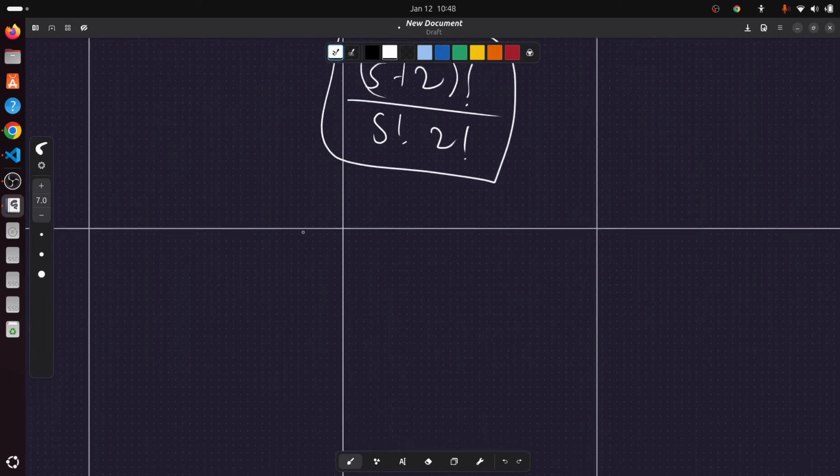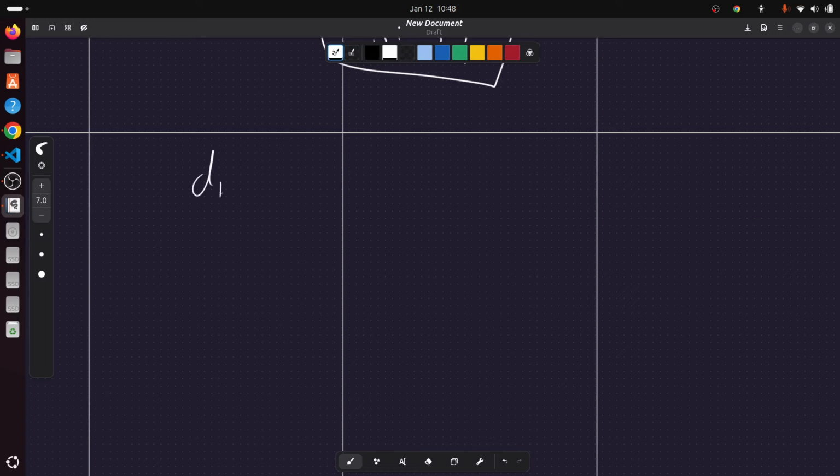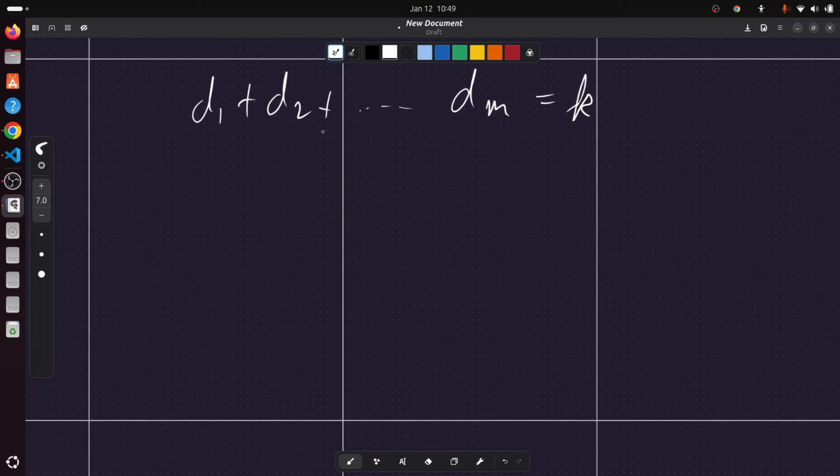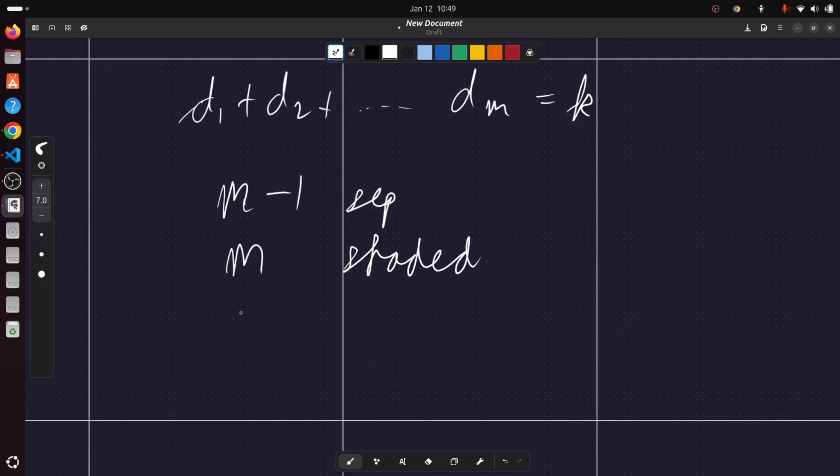So in general, if I have d1 plus d2 plus up till dm equal to k, then I have m boxes, so I have m minus 1 box separators, right? Then from each box I have to choose one ball, so I have to choose m balls, so m shaded balls, and also basically k minus m unshaded balls.